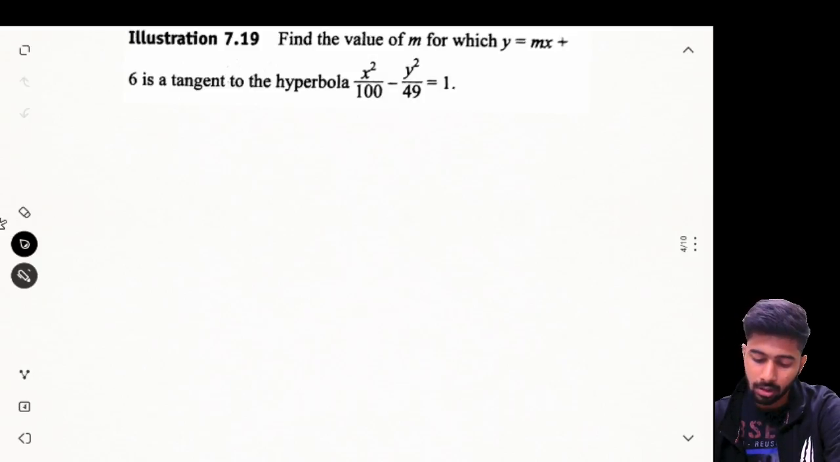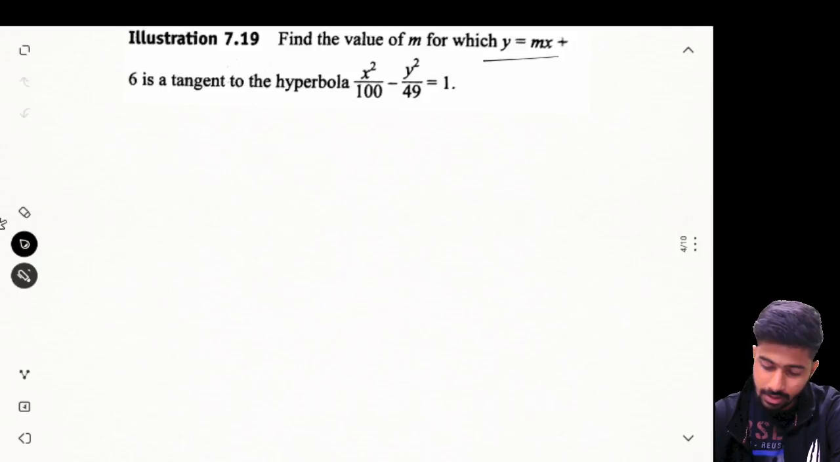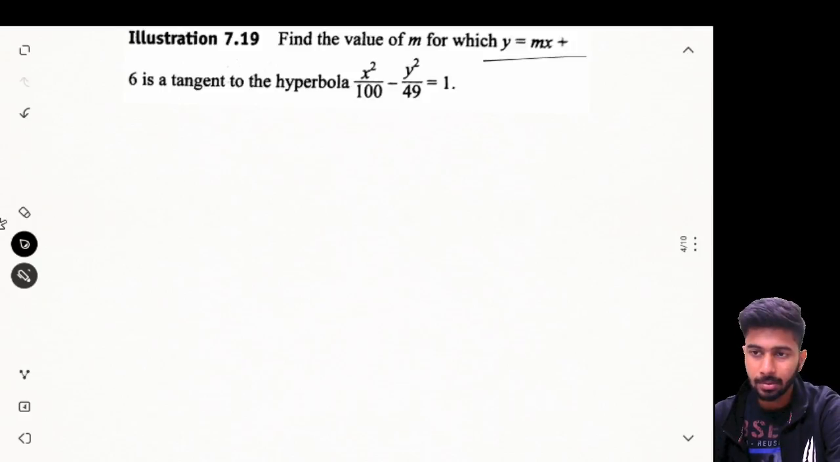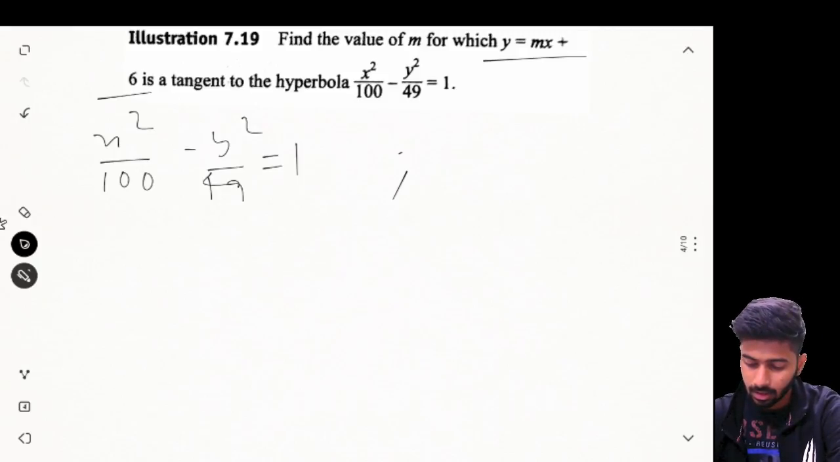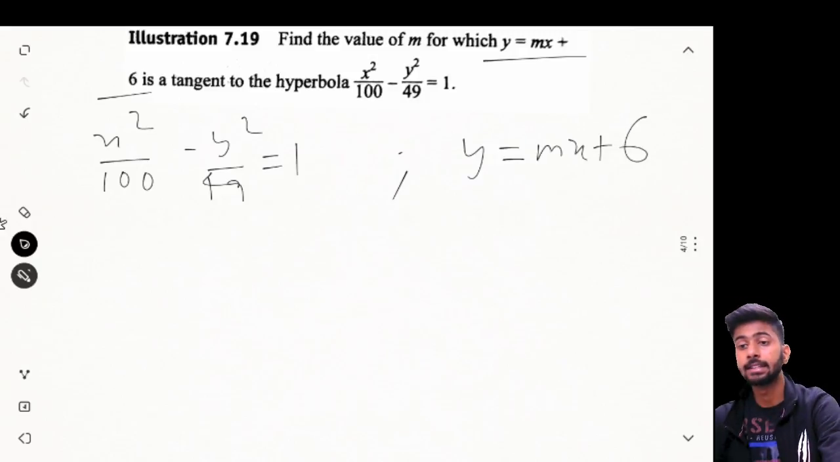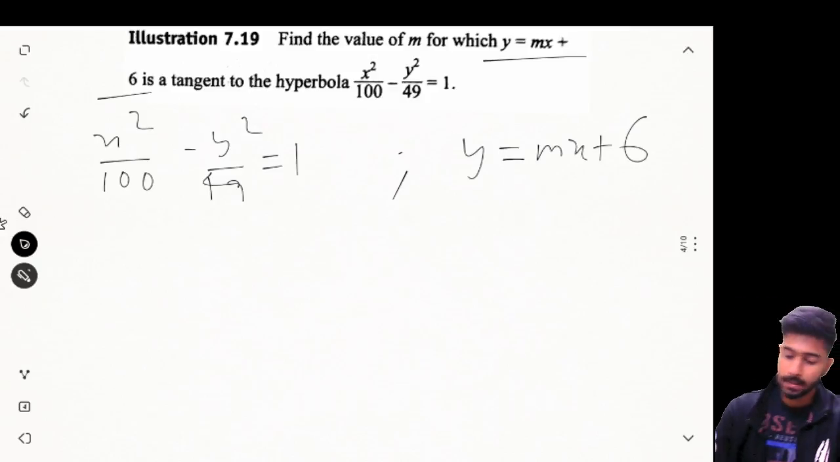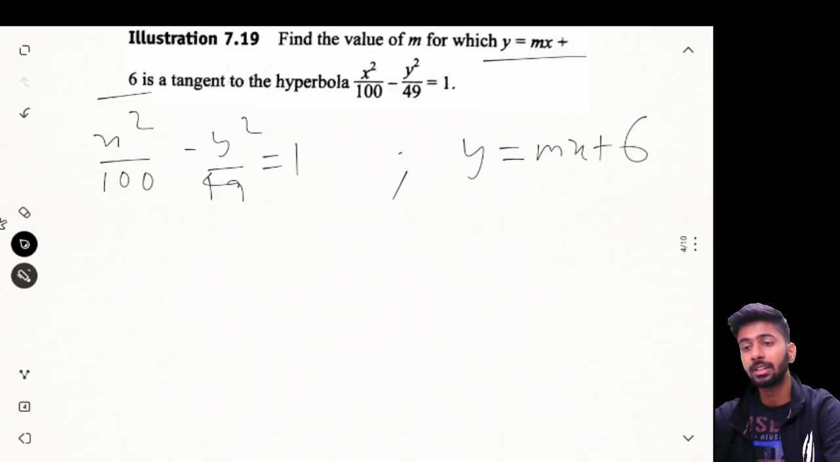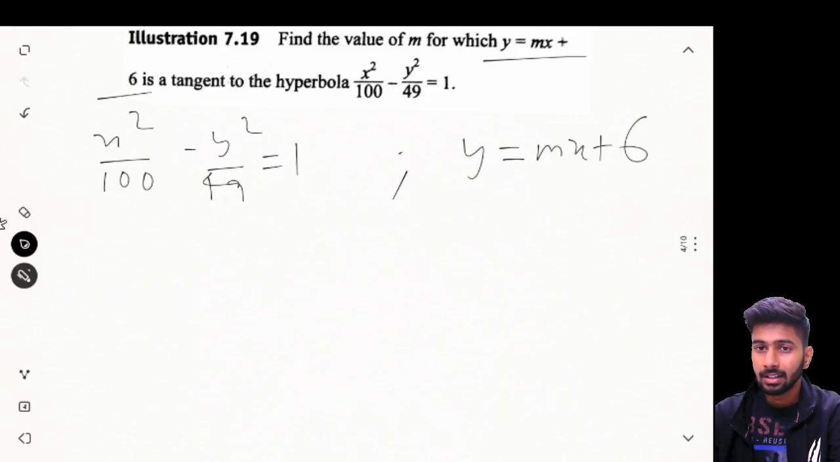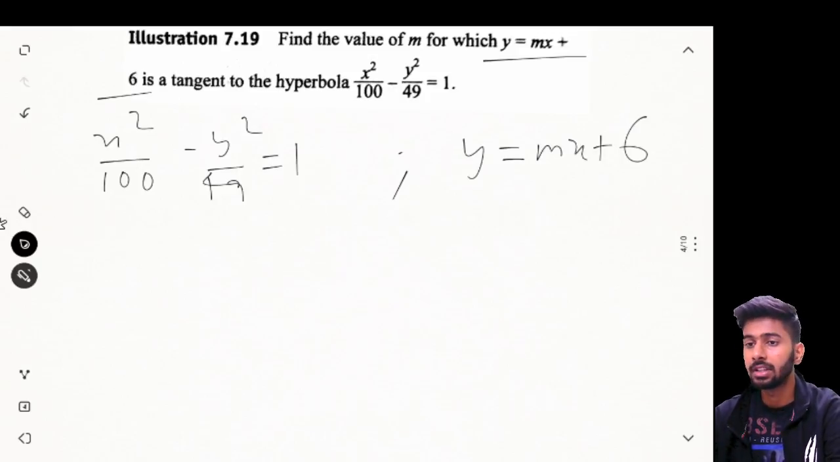Now you have to find out a value of m for which this line is a tangent to the hyperbola. Let's see how we can do this problem. So you have x square by 100 minus y square by 49 is equal to 1. The straight line that you have is y is equal to mx plus 6, right? Well, I would say there are two ways of doing this problem. First, I'll tell you the lengthy method, and the second is avoiding all of those steps and just analyzing the equation that we have actually derived.